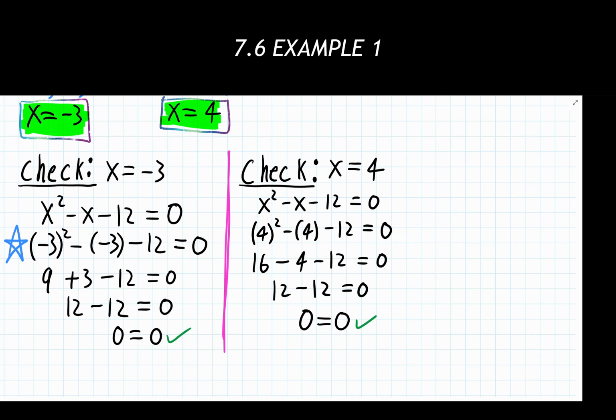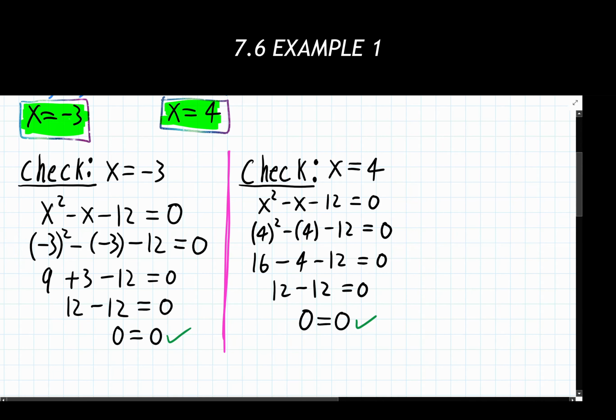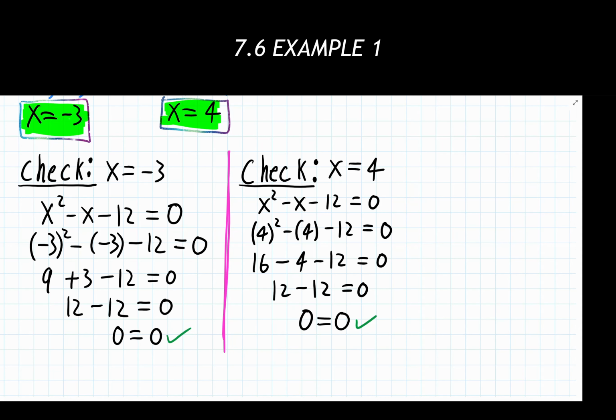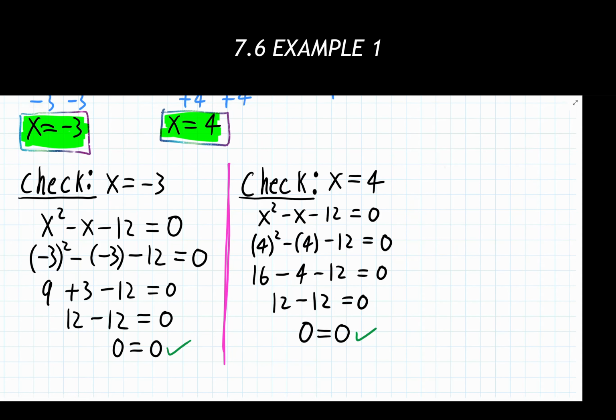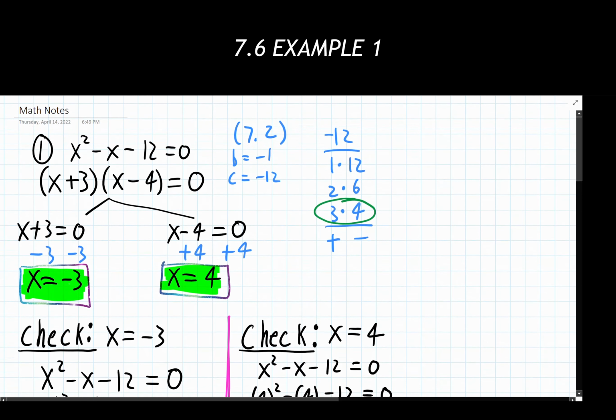I just wanted to note this is our full process of going through and checking these answers if you wanted to show all of your steps for it. But either way, we still get our first set of answers for number 1 as x is equal to negative 3 and x is equal to 4.